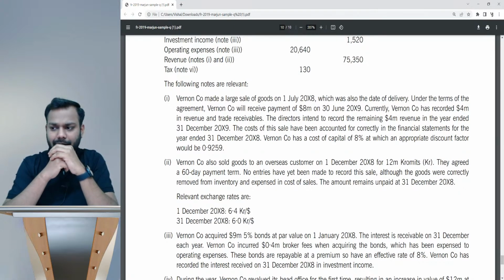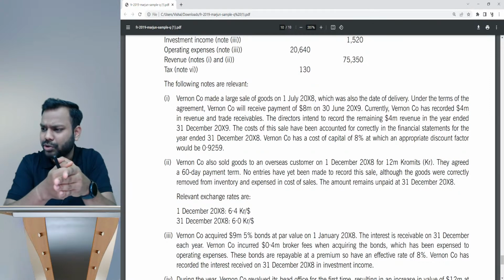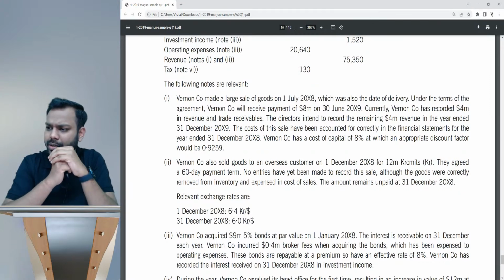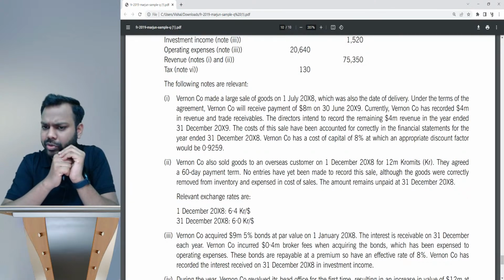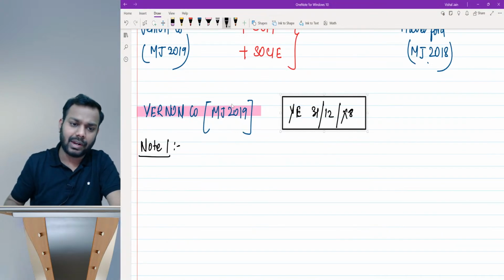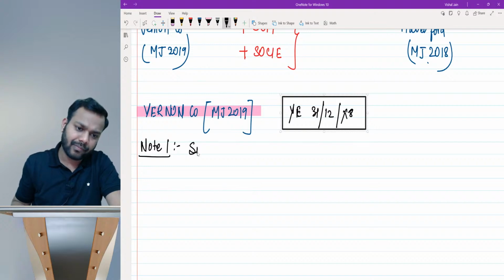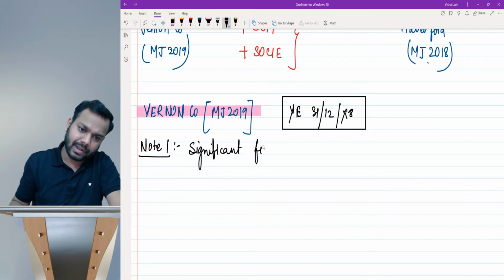Deferred consideration? Akshit, is it a group accounting question? Don't you think this term is called significant financing component? This term is called significant financing component.